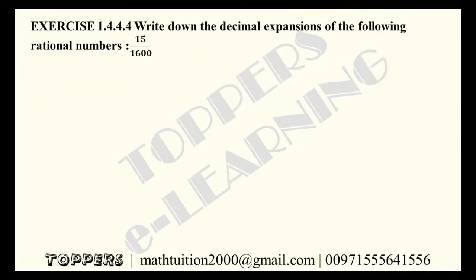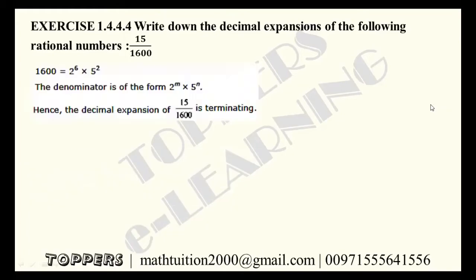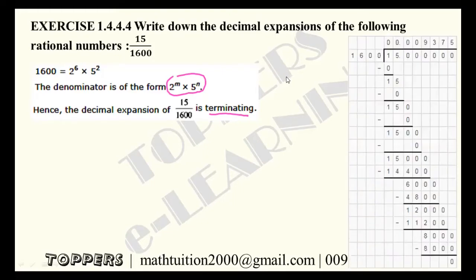Next, 15 divided by 1600. On prime factorization of 1600, we found that it is equal to 2 raised to 6 times 5 raised to 2. So it contains only 2 and 5. So it is in the form of 2 raised to m into 5 raised to n form. So its decimal expansion is terminating. So let us see by our normal division method. Okay, let us start division.